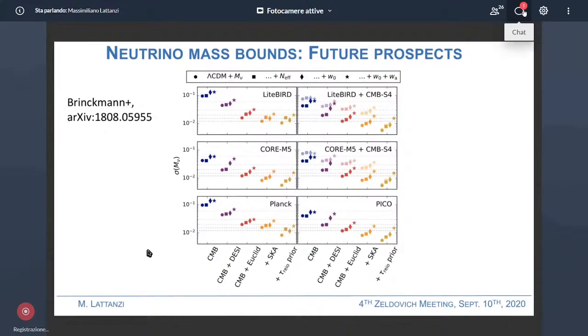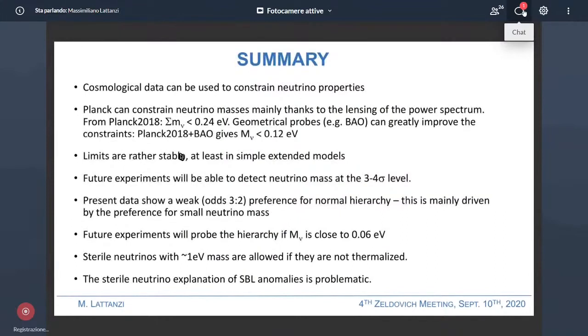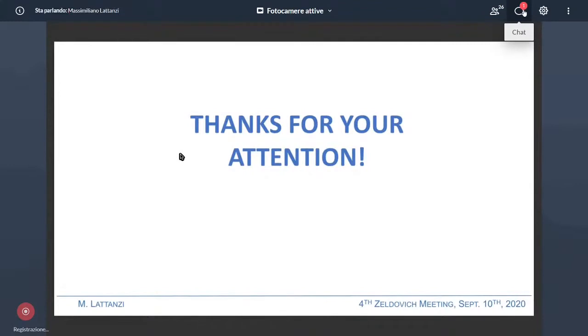This is the group of Julien Lesgourgues in Aachen. They did this very detailed study in which they have different combinations of different CMB experiments that you see in the different panels with different probes of structure formation. Then you see the errors that you are expected to get on the sum of the masses. So these are my conclusions, but I'll let you read them because I think I'm already over time. And let me just thank you for your attention.